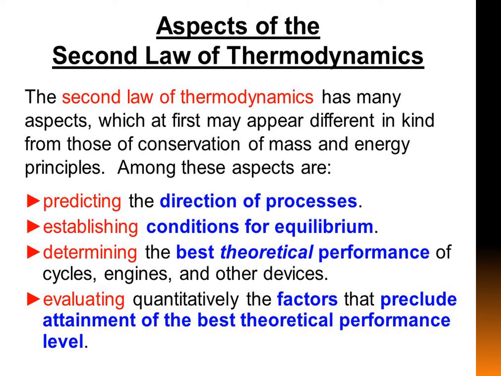So first of all, predicting the direction of process. Next, establishing the conditions for equilibrium. Next, determining the best theoretical performance of cycles, engines, and other devices. Next, evaluating quantitatively the factors that preclude the attainment of the best theoretical performance level. So these are the aspects of the second law of thermodynamics.